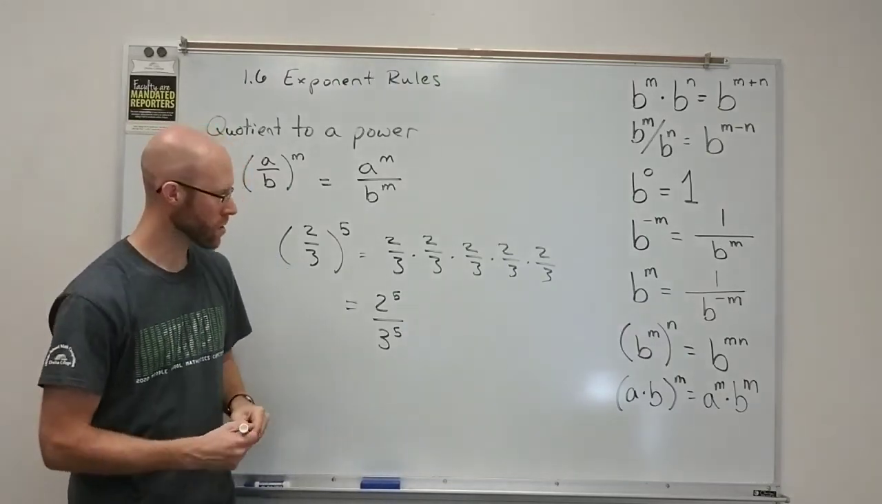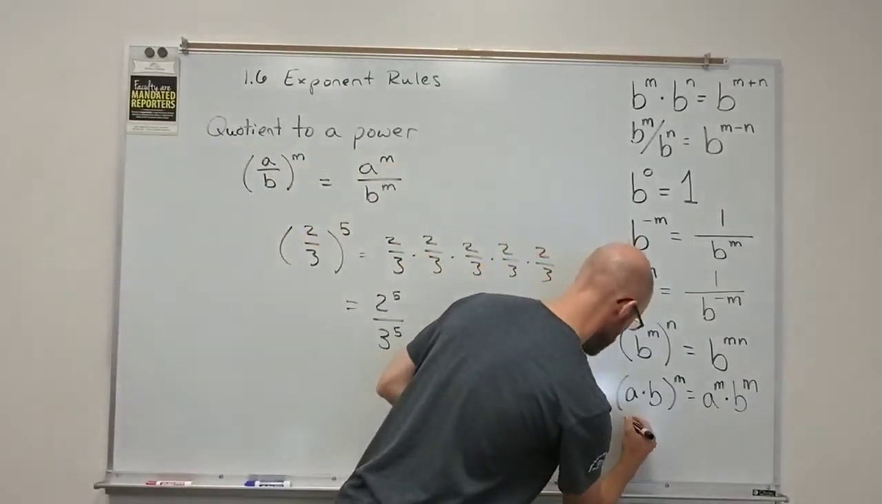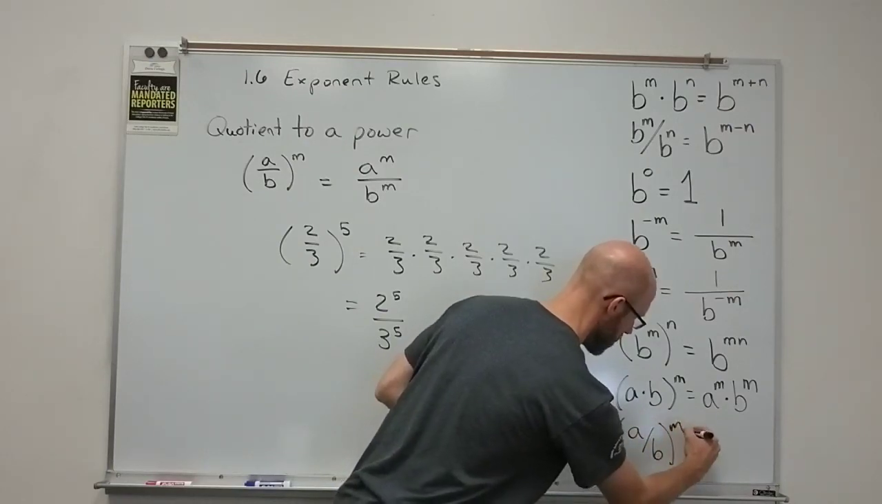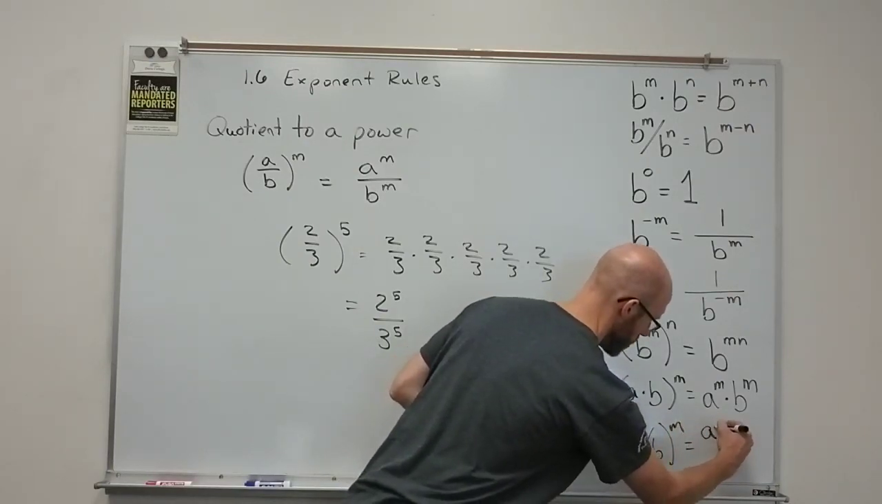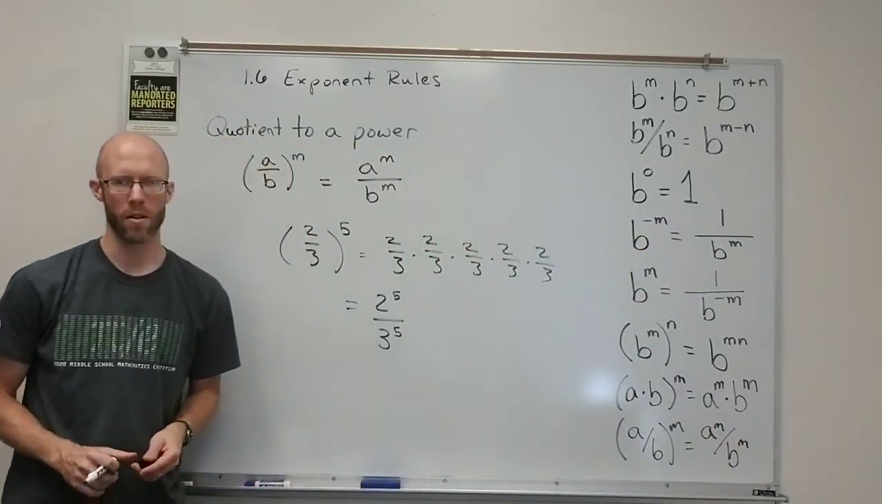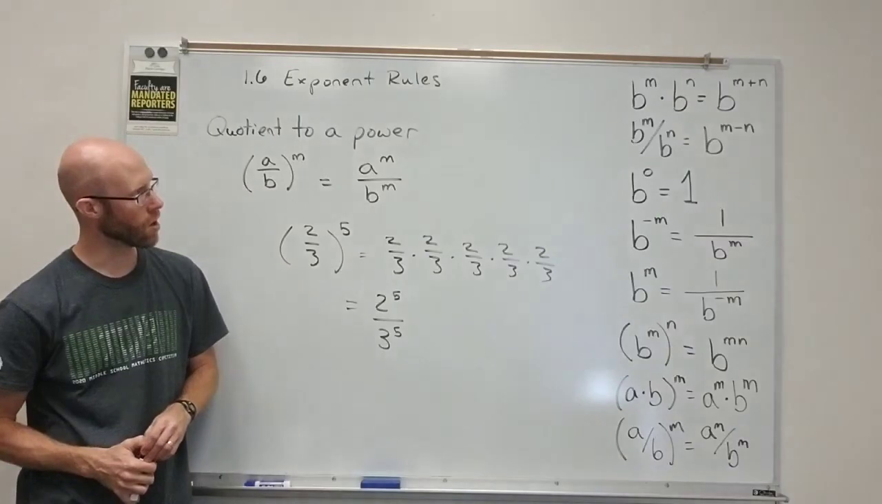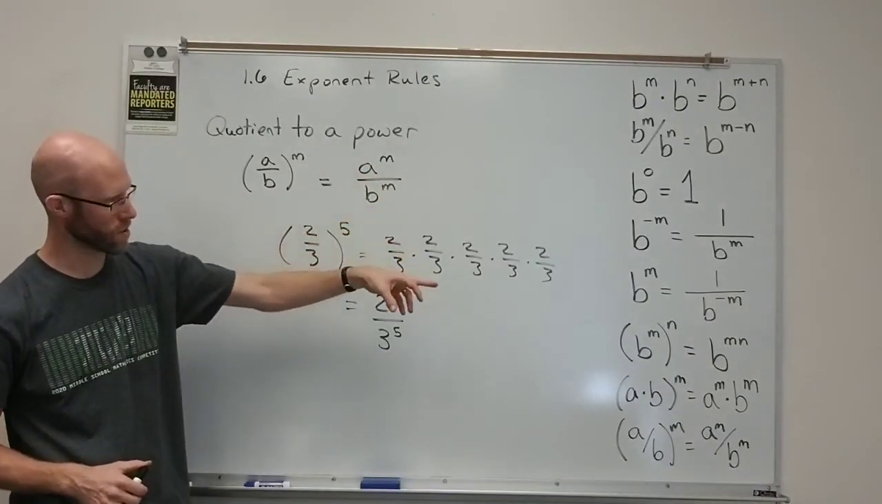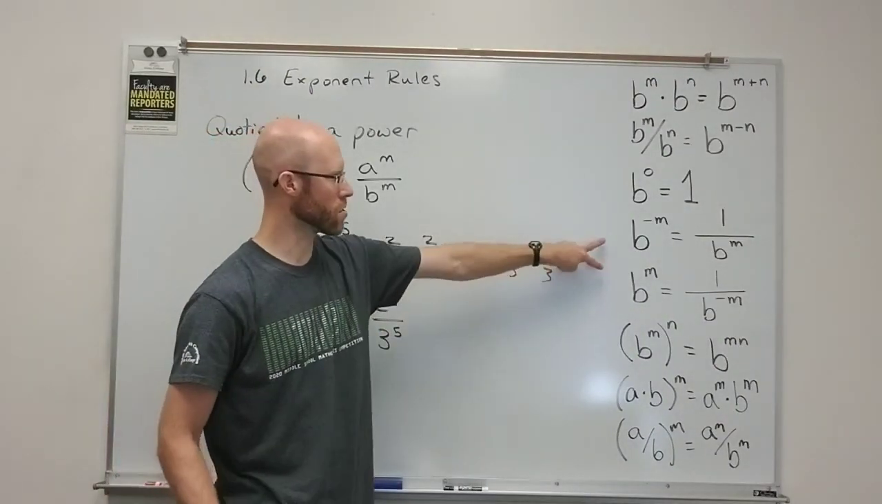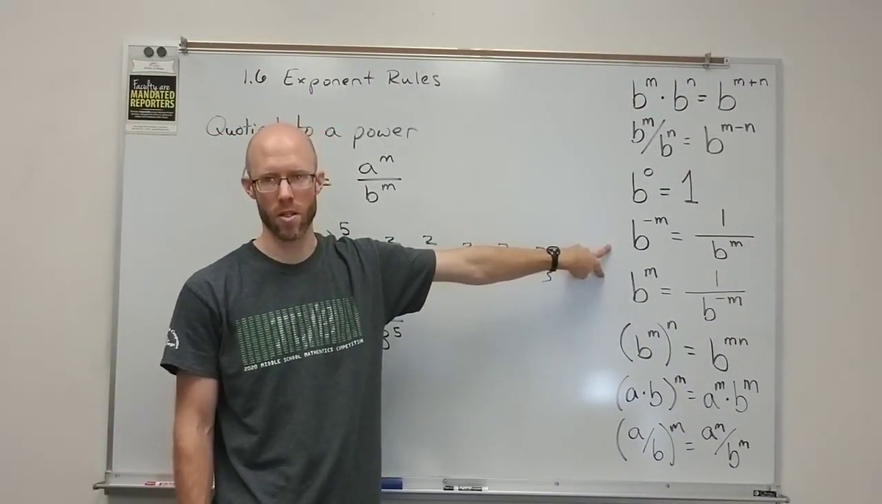Okay, so that gives us, I got to write down the final rule there. So A over B to the M is A to the M over B to the M. Okay, so that should give me all of my rules. 1, 2, 3, 4, 5, 6, 7, 8 rules there. Okay, and in some sense, the 2 negative rules are basically 2 different variations of the same thing.